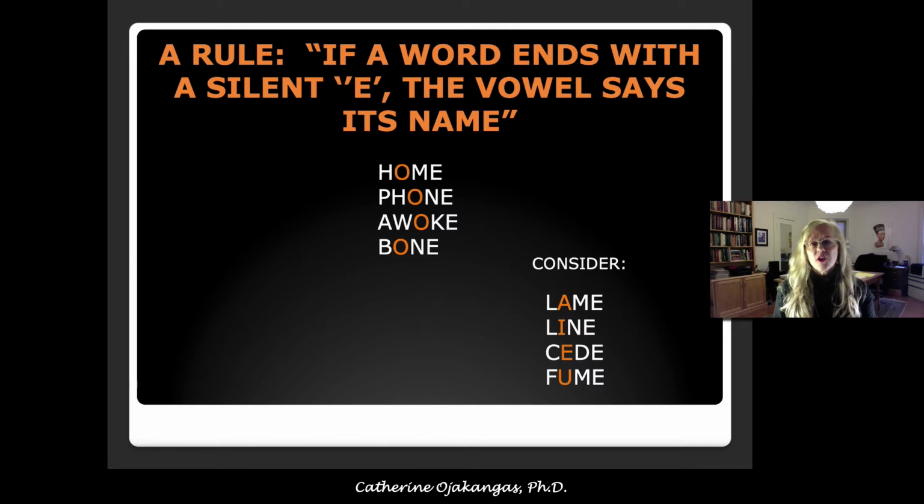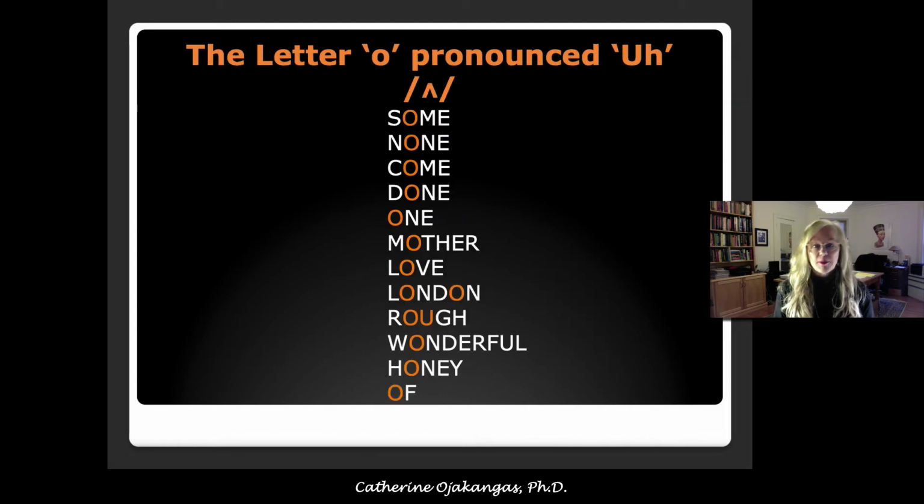And this also can help you with the pronunciation of other vowels. The same rule applies to these words. Lame, so the A is saying its name, A, because of the silent E. Line, in that word, the I is pronounced I. Seed, pronounced like an E, and fume, pronounced like a U. So that's a little trick that might help you.